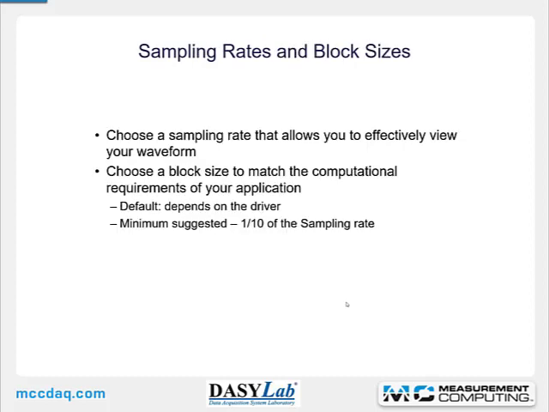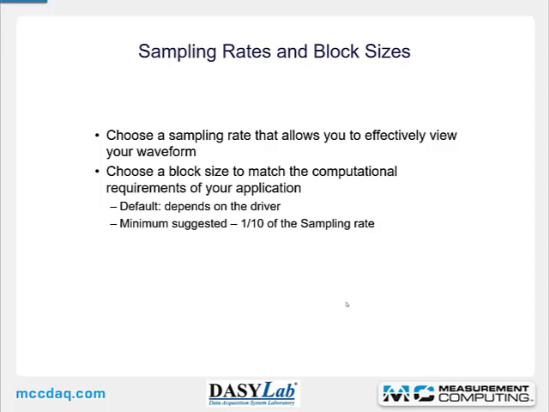So now this is DASYLab. Sampling rate is physics and mathematics. But sampling rate is something you're going to choose based on the measurement that you are doing. If you are sampling temperature, you're going to sample anywhere from 1 to 10 times a second.